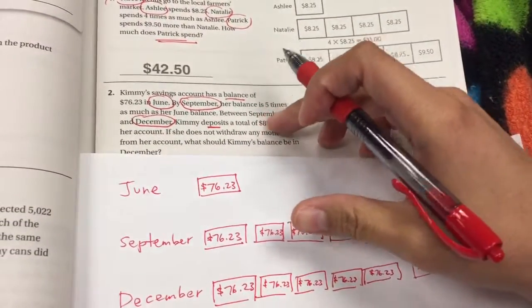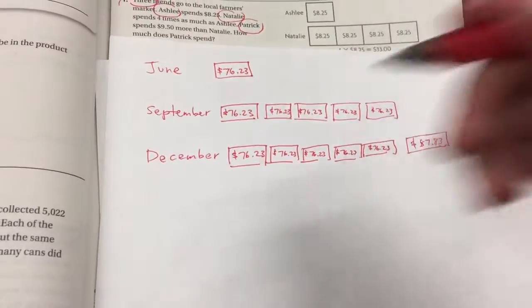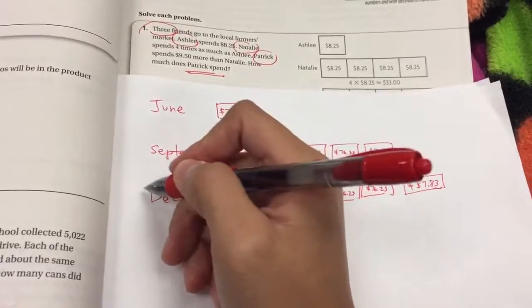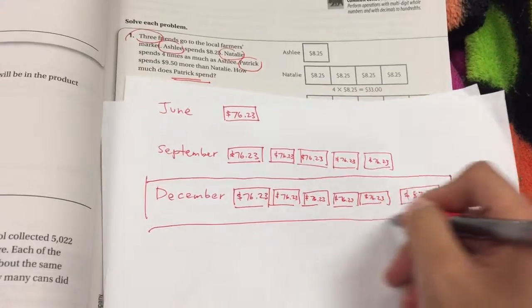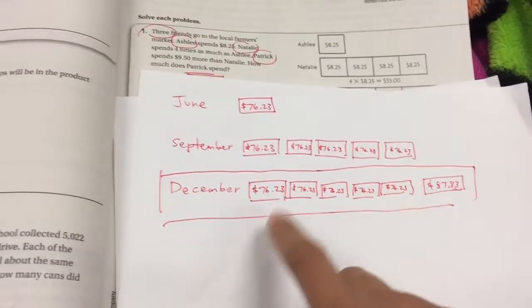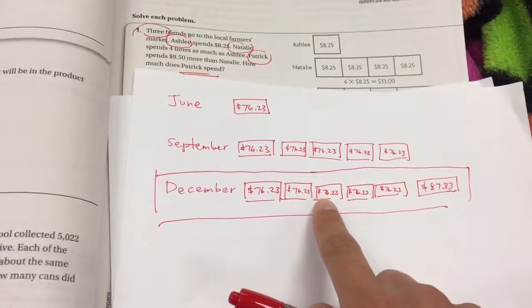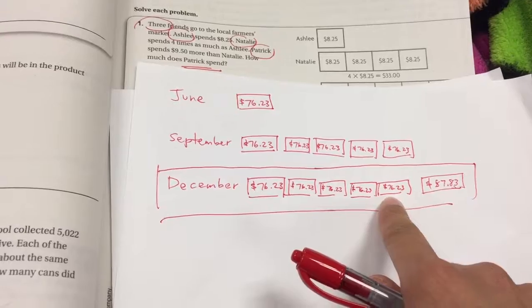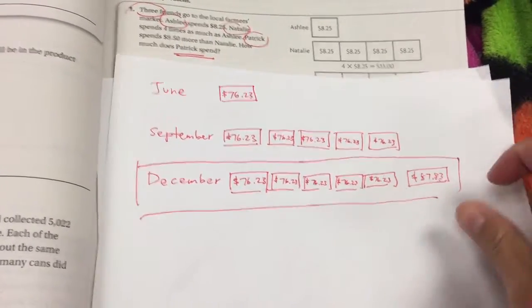If she does not withdraw any money from her account, what should Kimmy's balance be in December? So just like with Patrick, we only worried about Patrick. Right now, we're only going to worry about December. To find December, we're going to add $76.23 plus $76.23, $76.23, $76.23, $76.23, and last but not least, the $87.83.